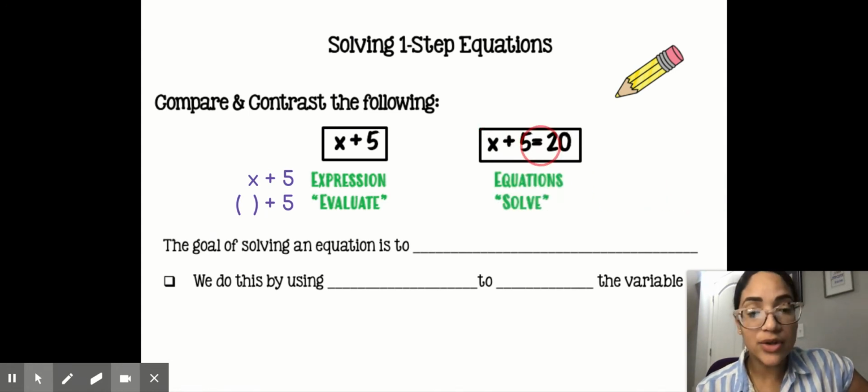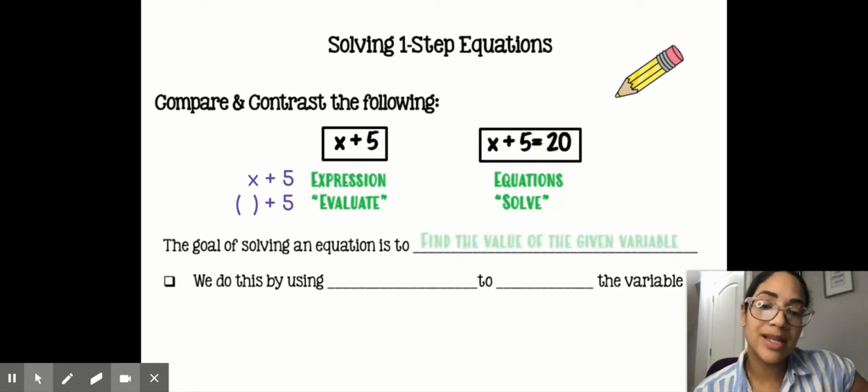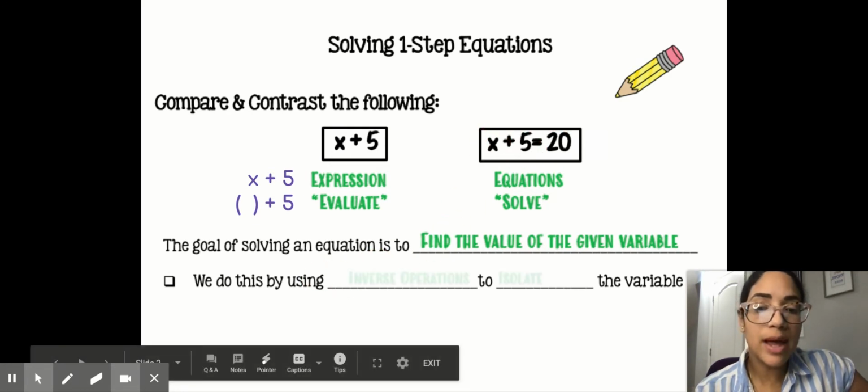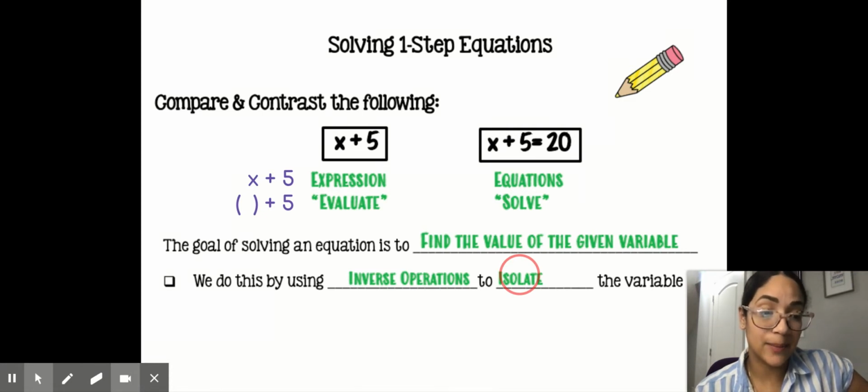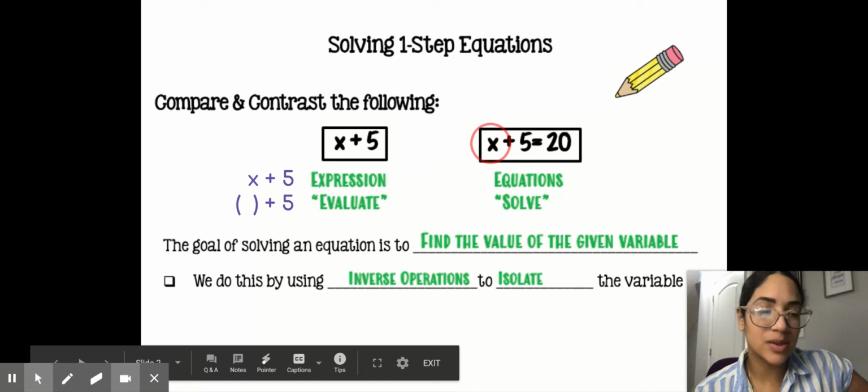When you have an equation, you have a specific answer, so you can solve. The goal of solving the equation is to find the value of the given variable. I want to know what x equals. In algebra, we use variables to represent numbers, and when we're solving this equation, we want to figure out what that number is. We do that by using inverse operations to isolate the variable. This word isolate can sometimes be confusing. When you isolate something, you're essentially getting it by itself. So we want to get x equals. That's what it means when we're solving.